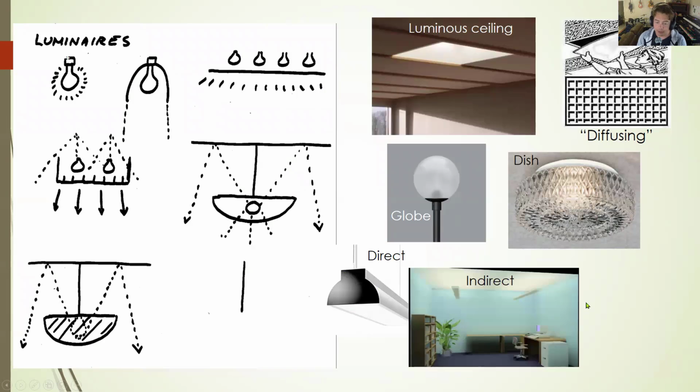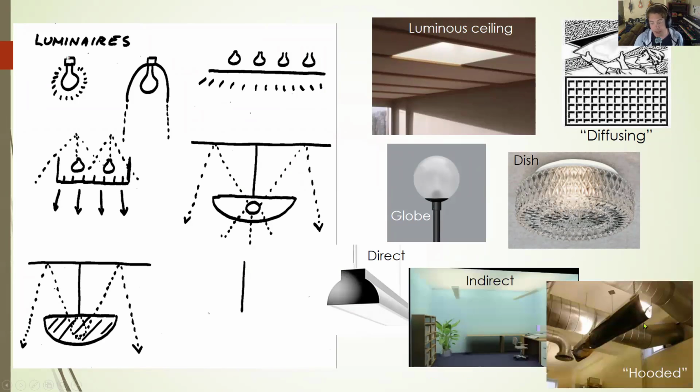So direct lighting, indirect lighting, we talked about. This is an example of something they call hooded lighting. It's like we've got direct lighting, but we don't want it, so we can cover it when we need to, and we can still get environmental lighting that way.